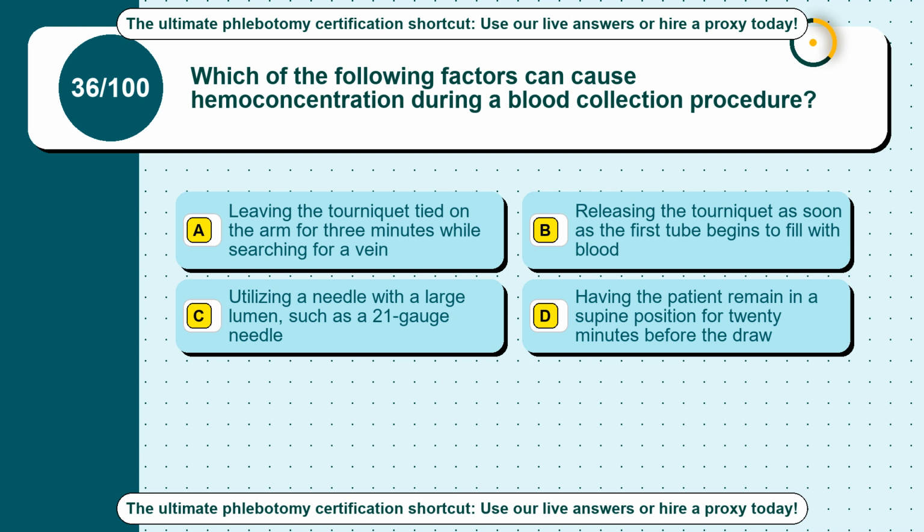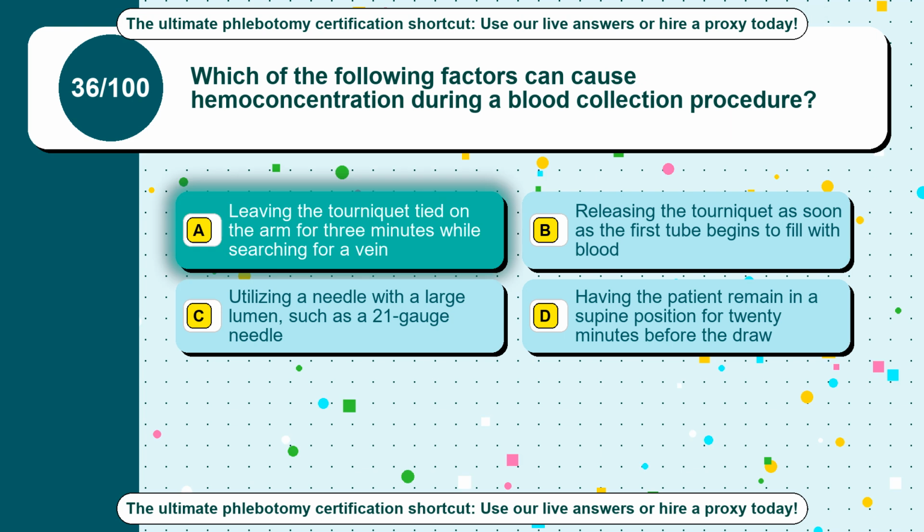Option C. Utilizing a needle with a large lumen, such as a 21-gauge needle. Option D. Having the patient remain in a supine position for 20 minutes before the draw. The correct answer is option A.